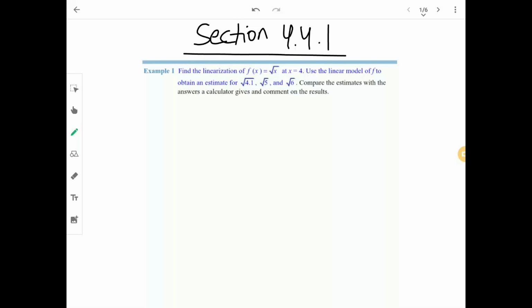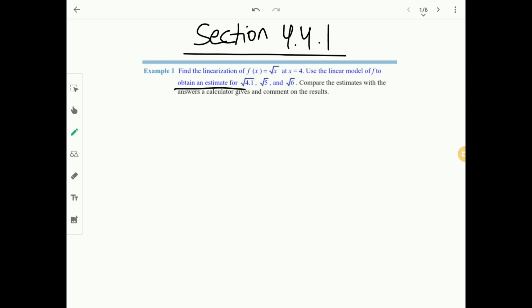Okay guys, let's start section 4.4.1. This section deals with linearizations. We use the linear model of a function to obtain estimates for given values. This section deals with getting the equation of the tangent line and finding estimates for certain values. So let's start with example 1, as this is on the revision sheet for the periodic.